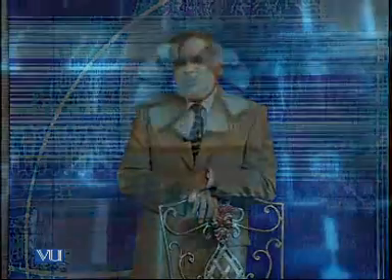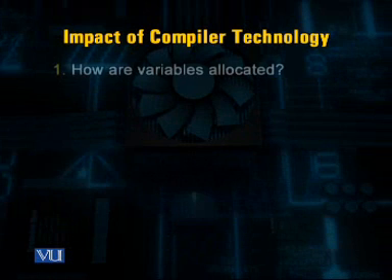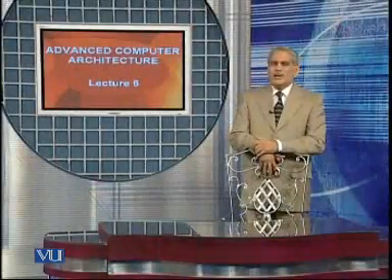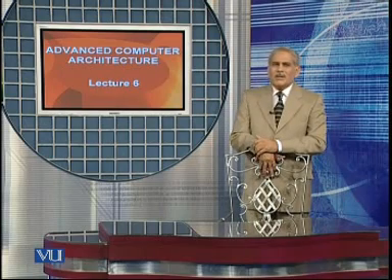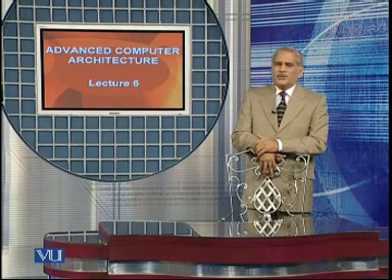While talking about the impact of the compiler technology, the interaction of the compiler and the high-level language affects how a program uses an instruction set architecture. The 2 important questions that arise here are: number 1, how are the variables allocated? Number 2, how are registers needed to allocate variables appropriately? These 2 questions are addressed by using the areas in which the high-level language allocates registers.